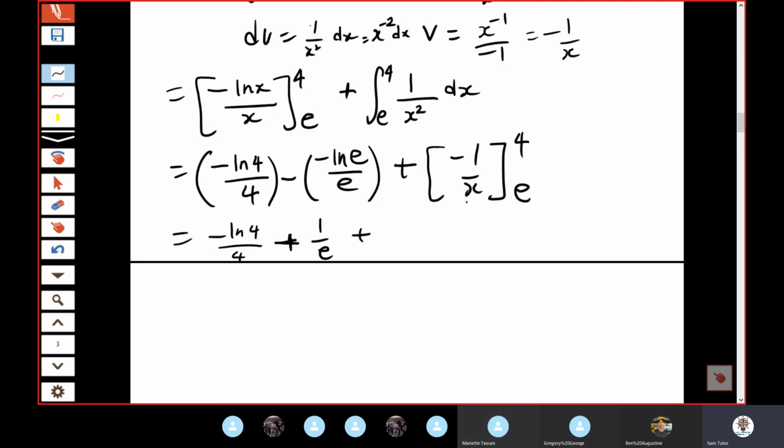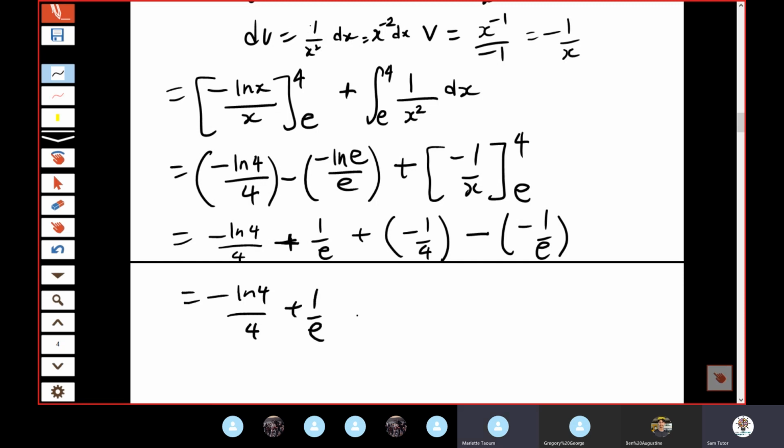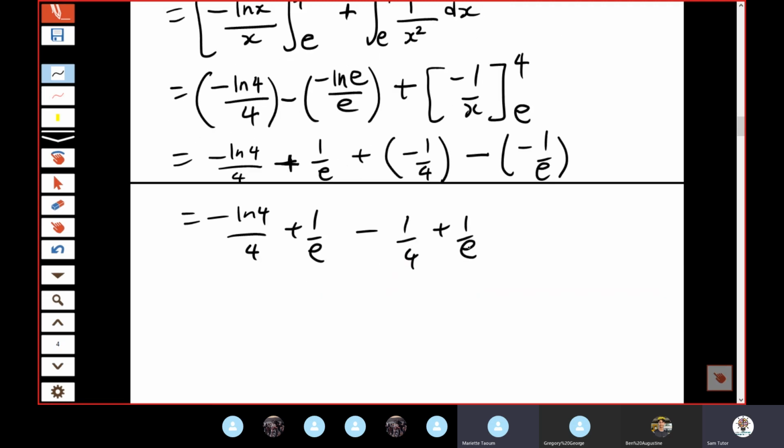Plus, and then again slowly, open bracket, negative 1 over 4, minus, open bracket, negative 1 over e. And then last line, just fix everything up. Plus, well, minus a quarter plus 1 on e. And then, of course, what's 1 on e plus 1 on e? 2 on e.